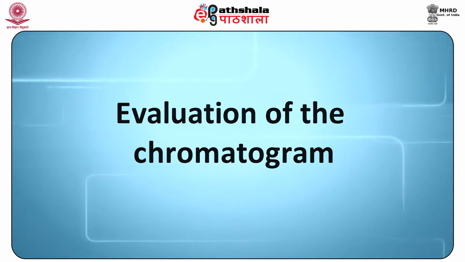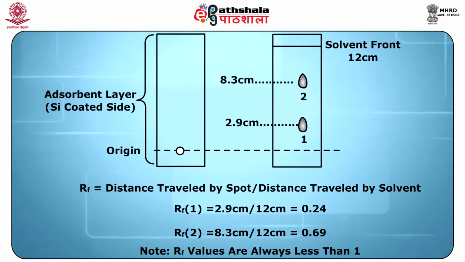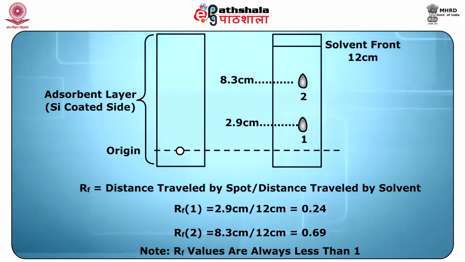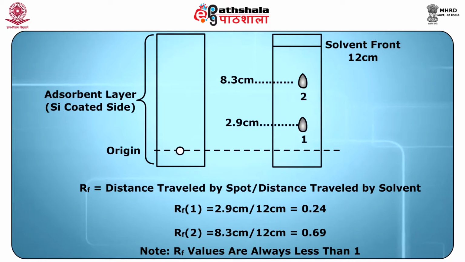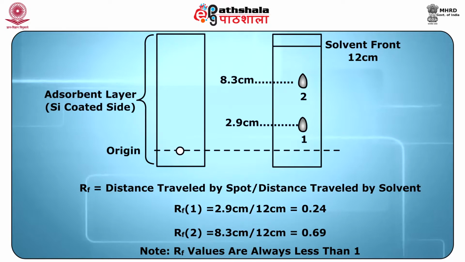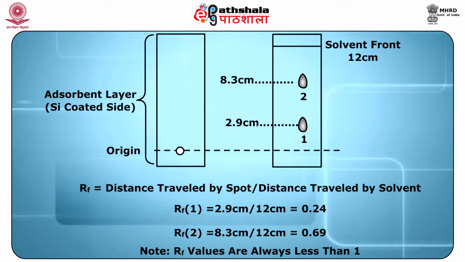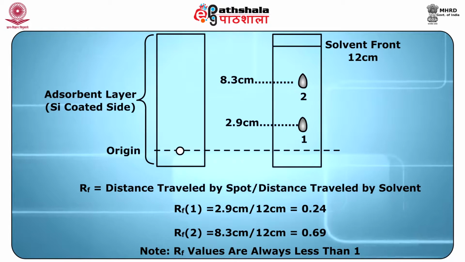Evaluation of a chromatogram. As can be seen here in the figure, the origin point and the development point on the adsorbent layer can be marked, and the Rf values are calculated from the point of application to the solvent front, as a ratio to the point of the component which is adsorbed on the given surface. Rf is defined as the distance travelled by the spot over the distance travelled by the solvent.